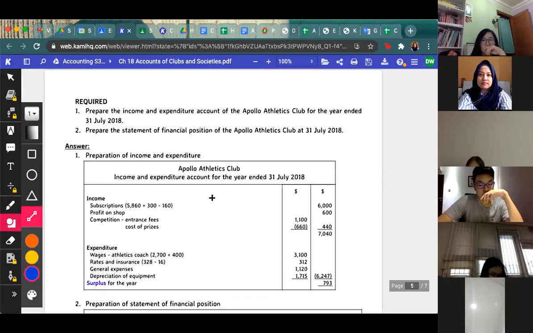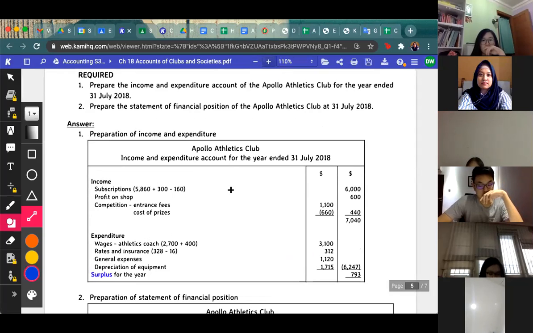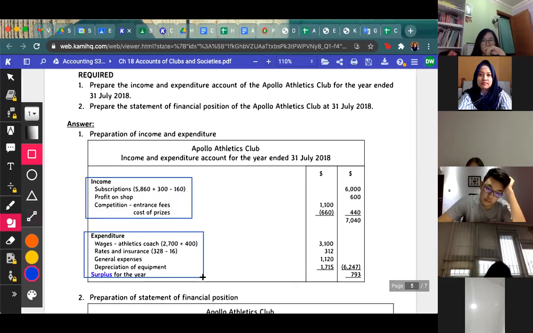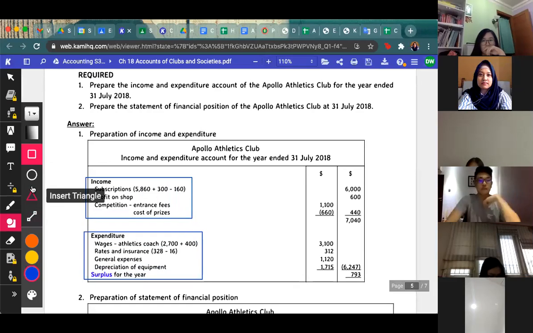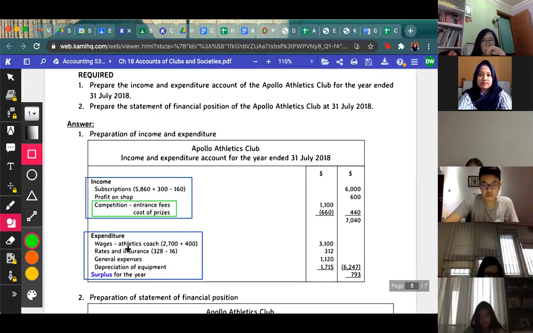So this is how the income and expenditure account will be shown. How are you going to do that? You just have to list all the incomes over here, and list all the expenditures here. And now this one is the fundraising activities. You remember when I said if the club has fundraising activities, they have to be paired together. So this is the example.